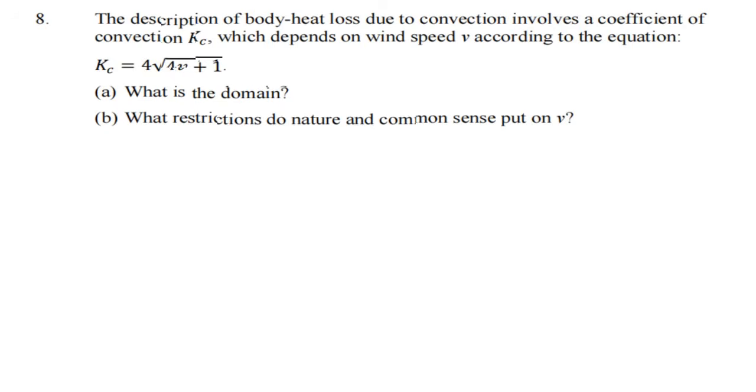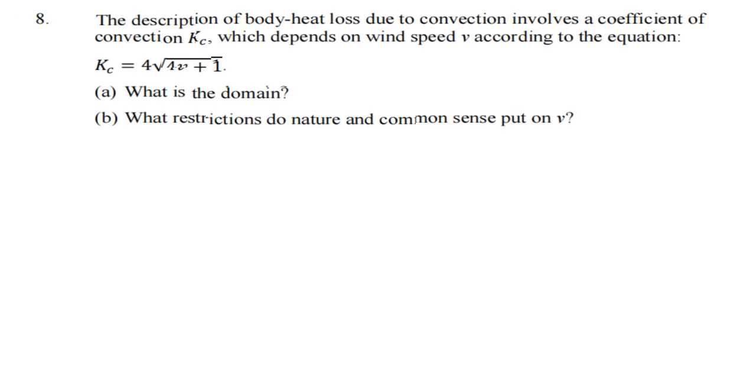Okay, we come to question number 8. The description of body heat loss due to convection involves the coefficient of convection Kc, which depends on wind speed according to the equation. What is the domain? So what is the domain for this function?